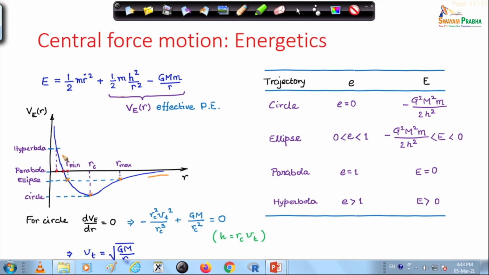And finally, for a hyperbolic path, which is for positive energy, it is of course unbounded in this direction, and this is r min.